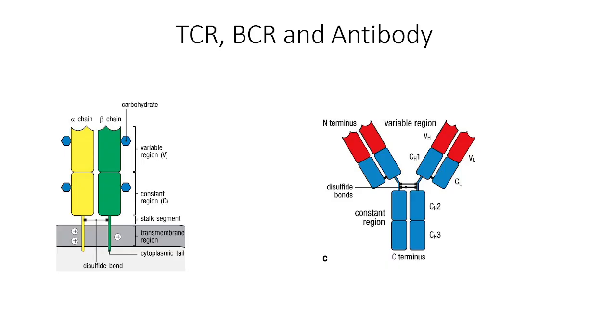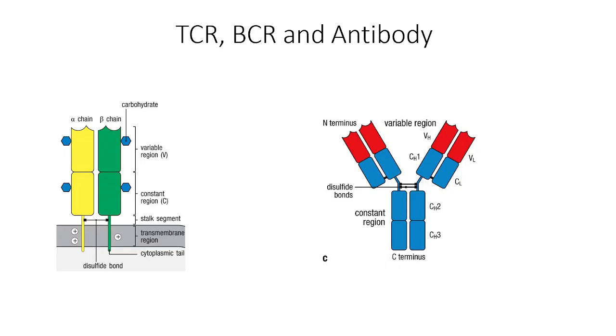So TCR is the T cell receptor, BCR is the B cell receptor, and you have heard about the antibody. Structure wise, the T cell receptor is a heterodimer, typically alpha and beta chains, whereas the antibody or a B cell receptor is a Y-shaped tetramer, two heavy and two light chains. The first image that you see is of a T cell receptor, and the next one is a B cell receptor.